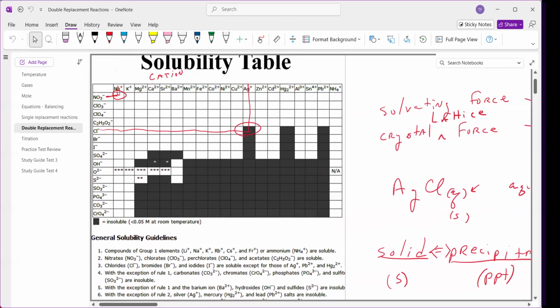So it's a black and white chart. If it's black, solid forms. If it's white, no solid. How's that sound? Instead of worrying about the rules.